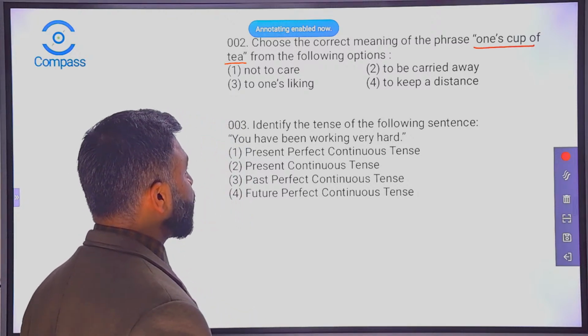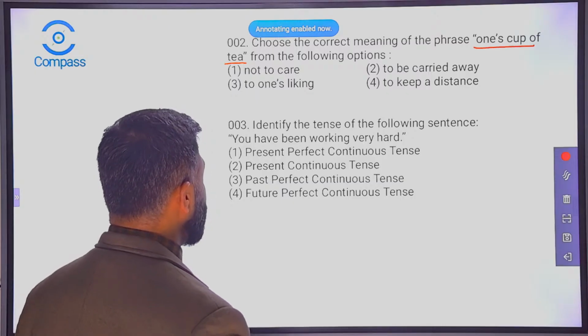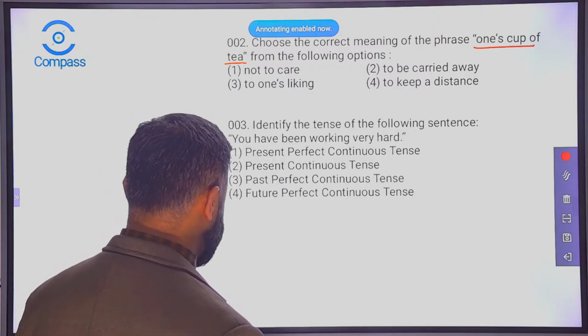Choose the correct meaning of the phrase "one's cup of tea" from the following options. So let's just see the options here.